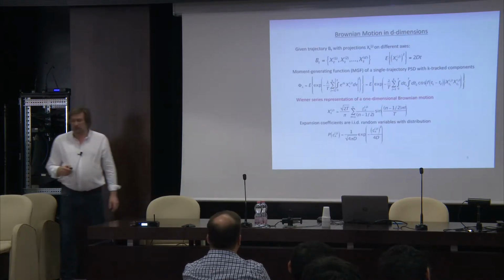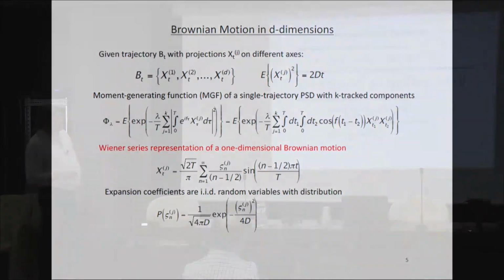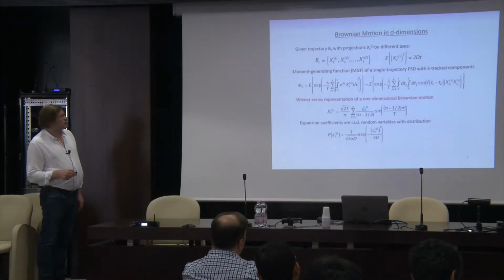The case of simple Brownian motion. So we consider Brownian motion in d dimensions. These are the components, projections on different axes. Each component on average has the squared component averaged over all the realizations going like 2Dt. D is the d-dimensional diffusion coefficient. And what we are looking for is the moment generating function of such a functional.